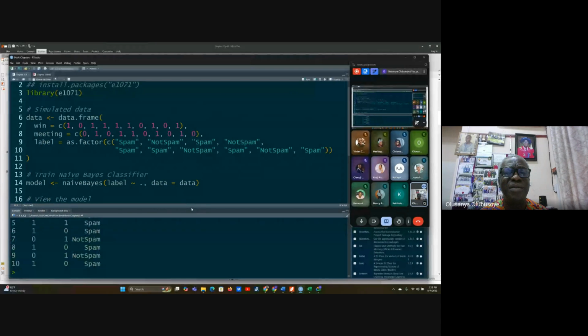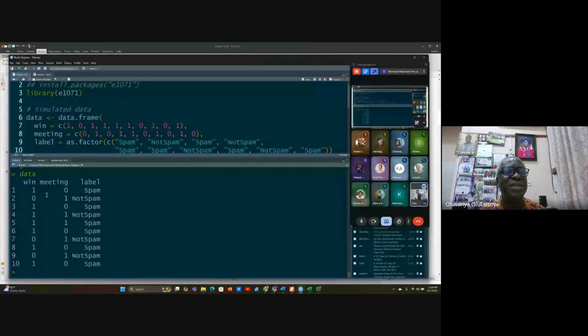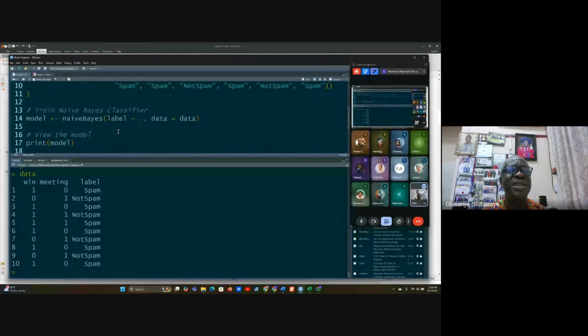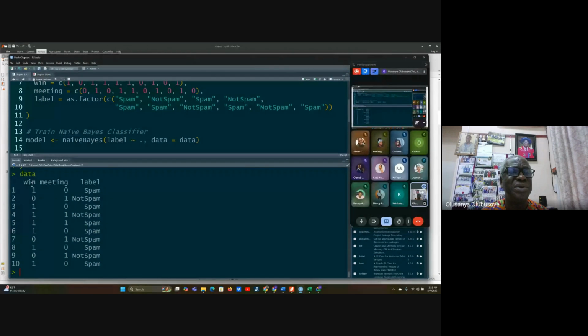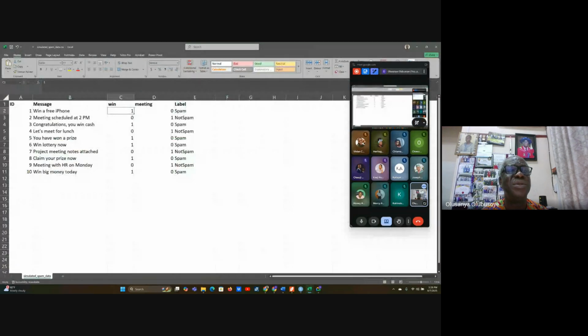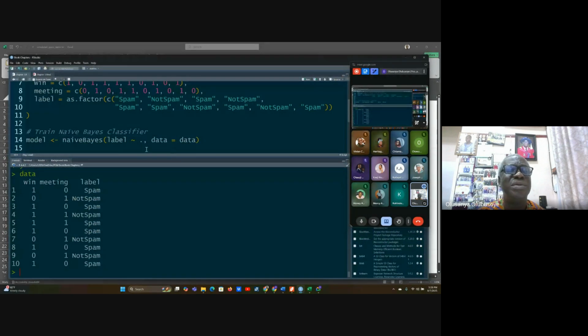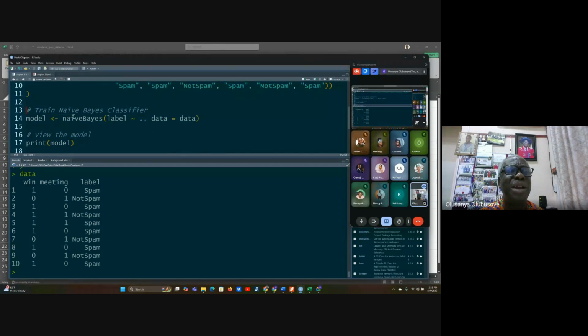So this is the data that you have entered, just the way you have it, only that the message is no longer there. We are not working with the message any longer. So this line of command helps you now to apply the naive Bayes model.